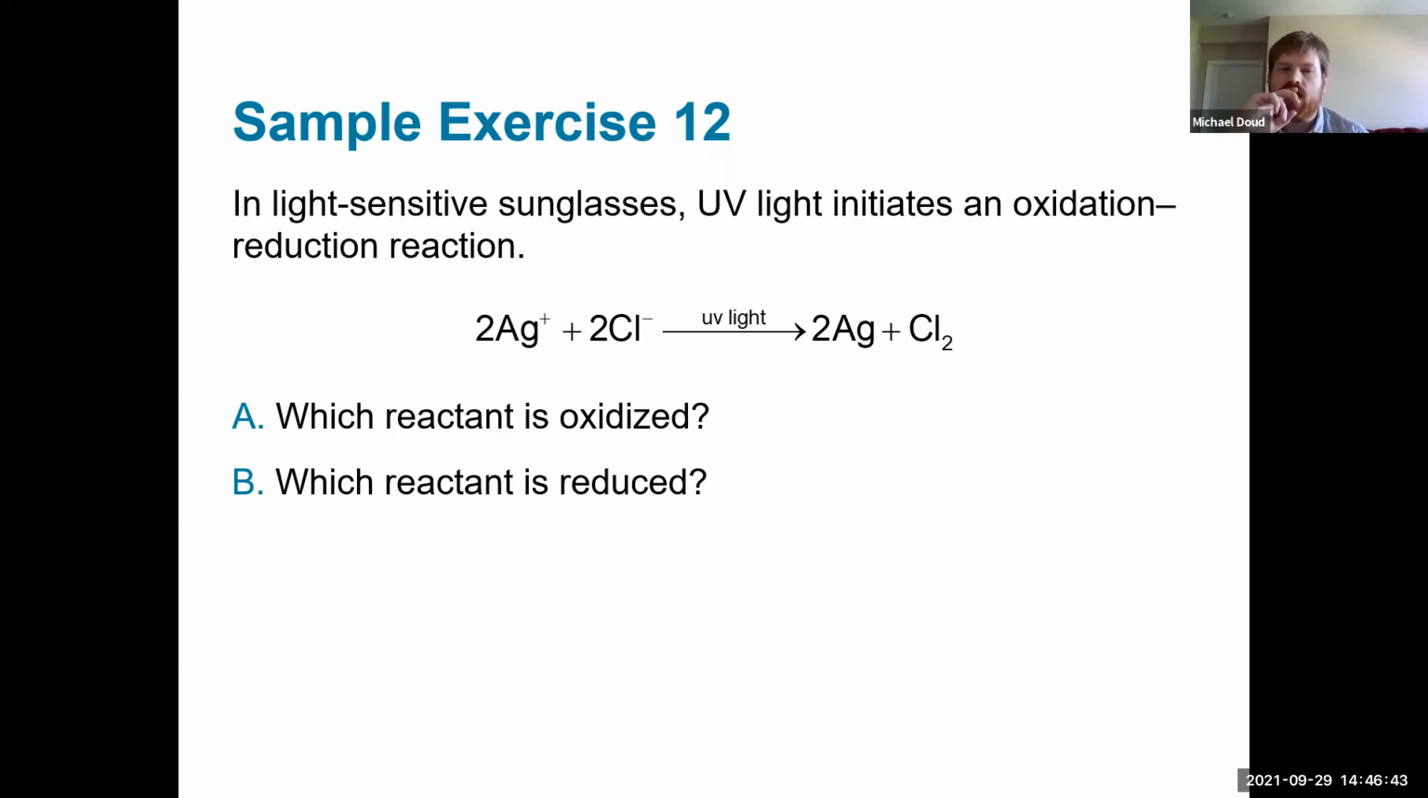So think through what we said, and then we'll walk it through when we come back. So go ahead, pause the video here, try to think it out. Which was oxidized, which was reduced? Your options are the silver ion or the chloride ion. So go ahead, pause the video, and we'll come back.